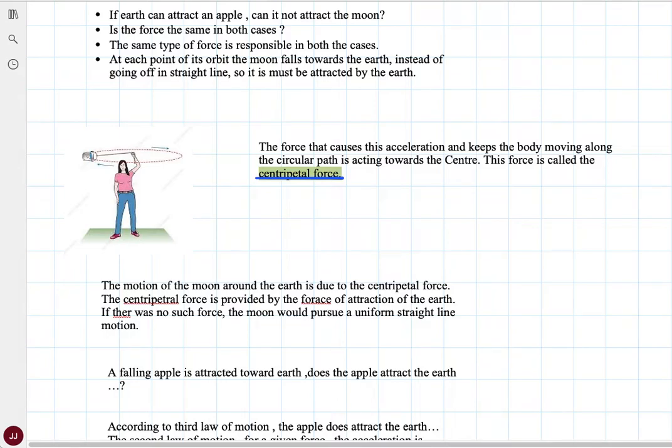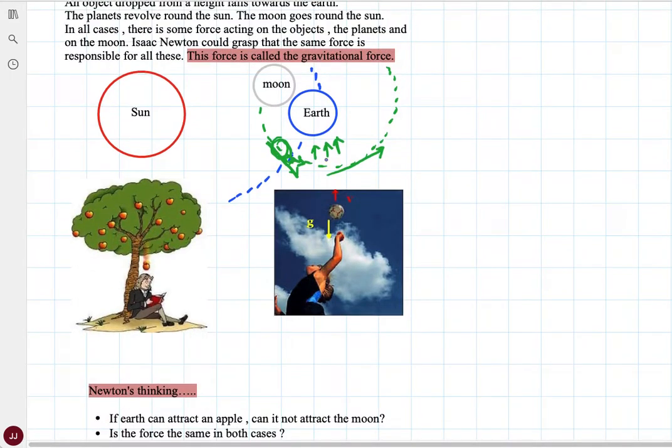The motion of the moon around the earth is due to centripetal force. The same thing we are talking about, right? So we have the earth and we have the moon. We just saw that the motion towards the earth is given by the centripetal force. The centripetal force is provided by the force of attraction of the earth. So the earth is attracting the moon, right? And that is given as the centripetal force, which is holding the moon towards the earth and keeping it in a circular orbit.